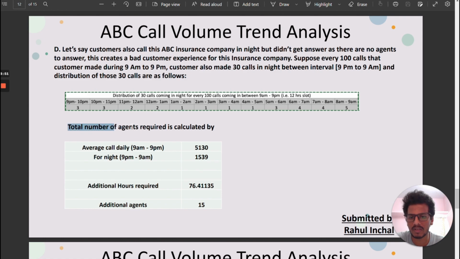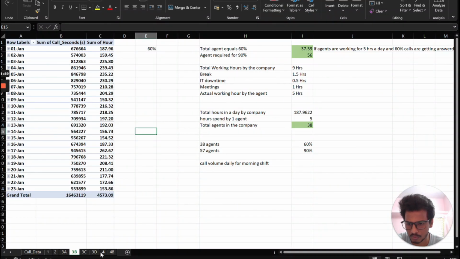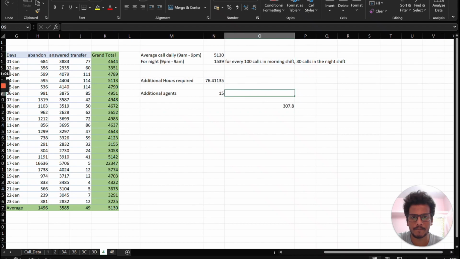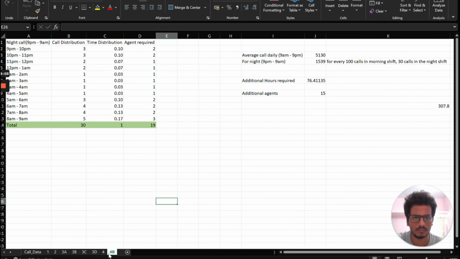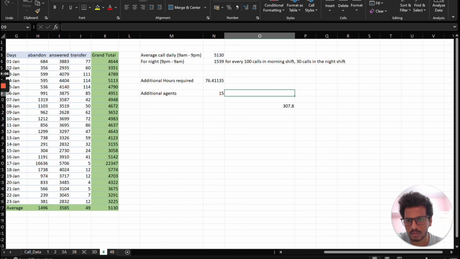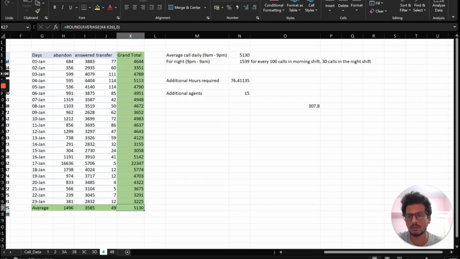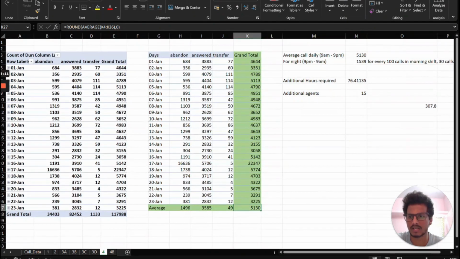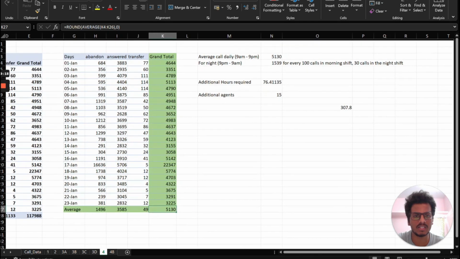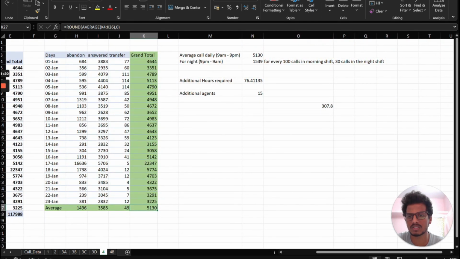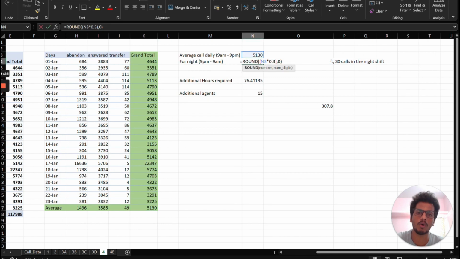Now the total number of agents required is calculated by the average calls daily from 9 a.m. to 9 p.m. I will show this in 5. See, this is the graph, guys. This is the table, and the total is 5130. 5130 is the average call daily from 9 a.m. to 9 p.m. So for night, what am I supposed to do?